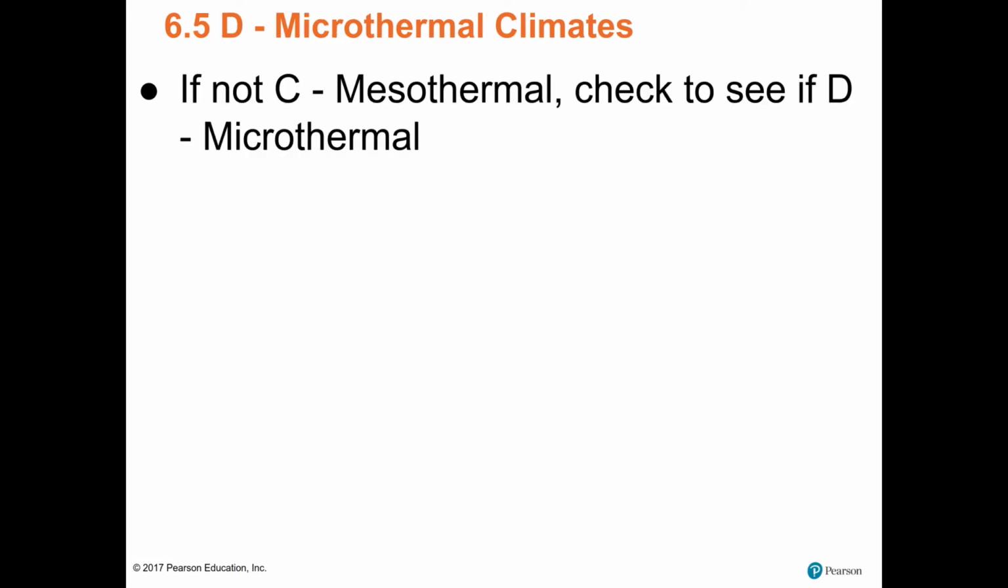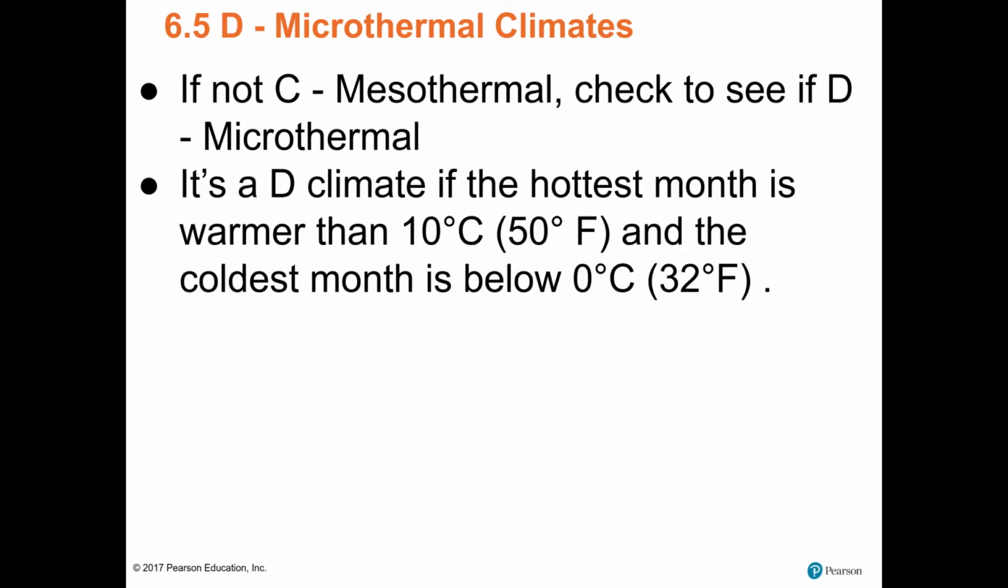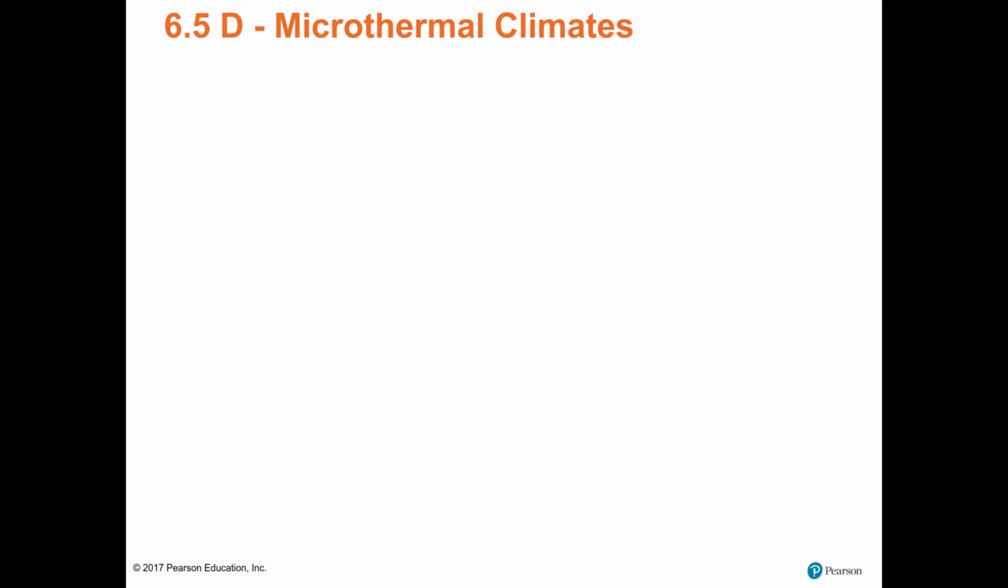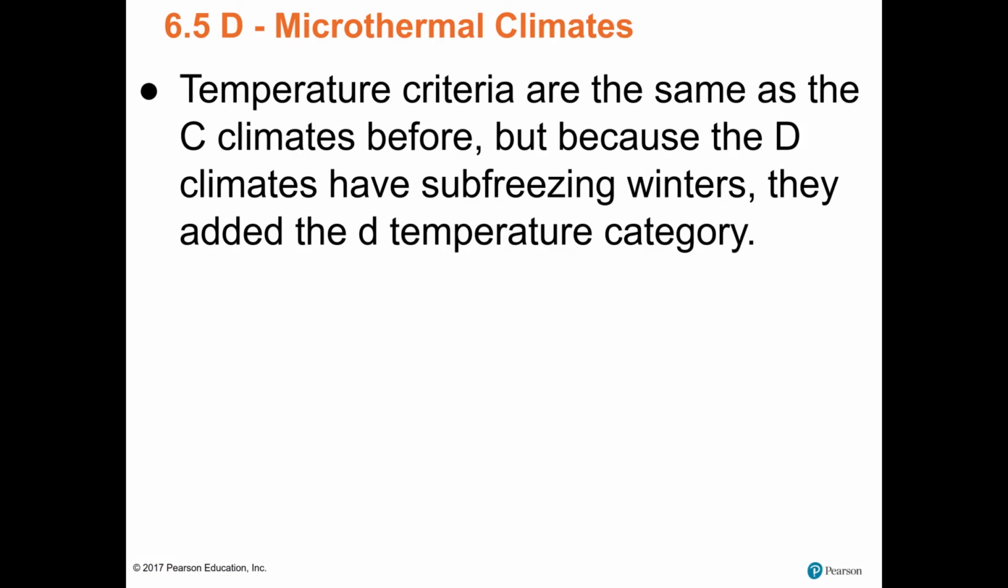So if it wasn't a C climate, if it didn't meet the initial temperature criteria, you check to see if it's a D climate. Is the hottest month over 10 and the coldest month below 0? If the answer is yes, it's a D climate. Then the next thing you're going to check for is the second letter for the timing of the rainfall. Is it an S? Is it a W? Is it an F? And then you check to see the third letter.